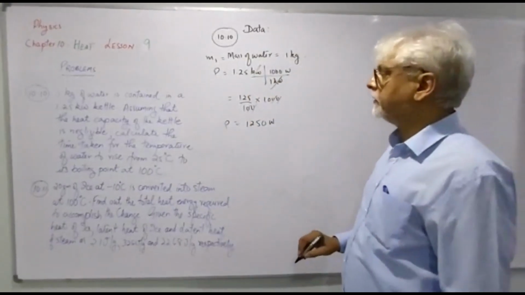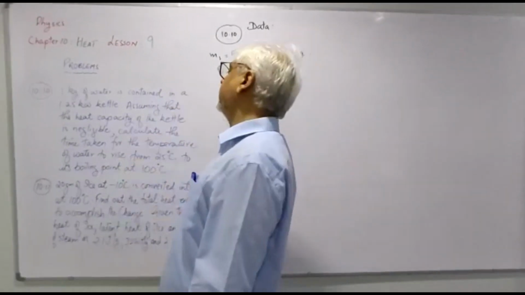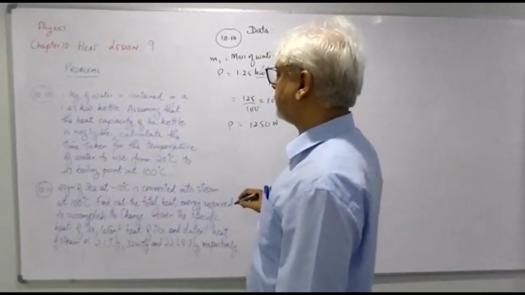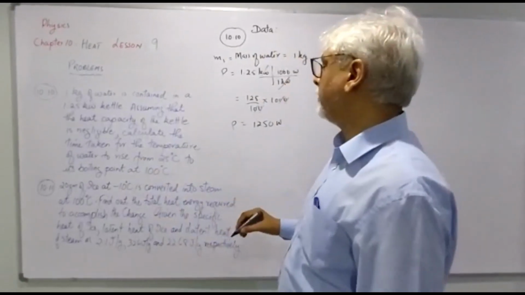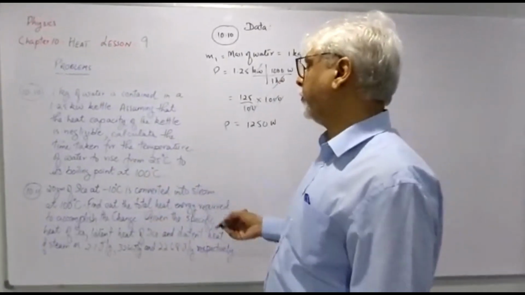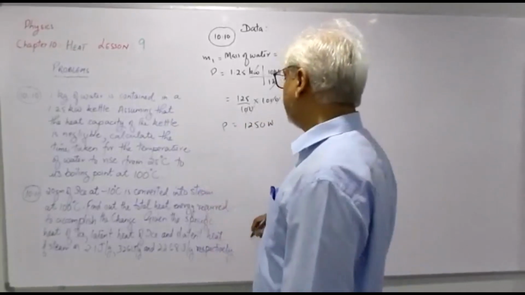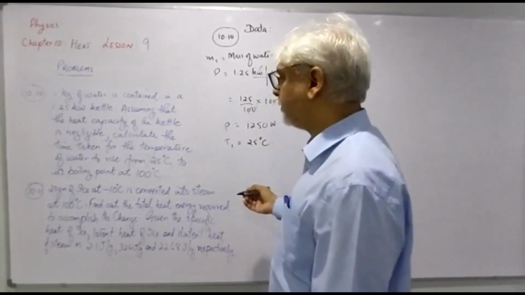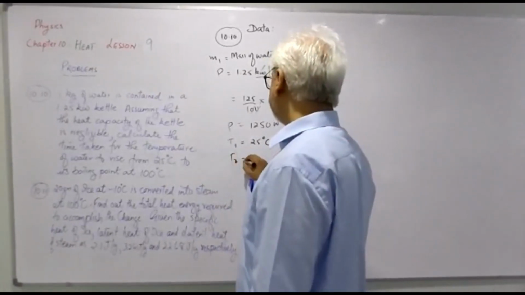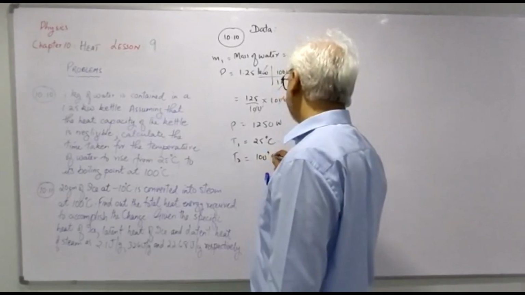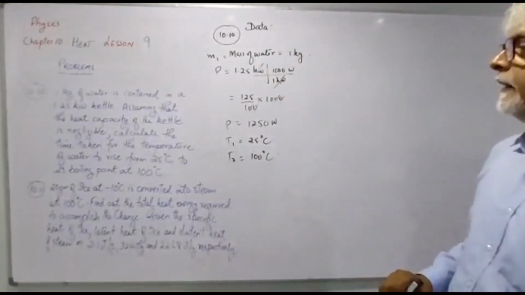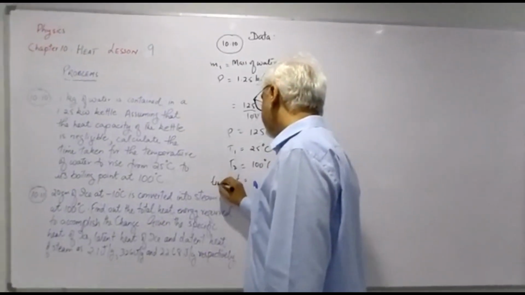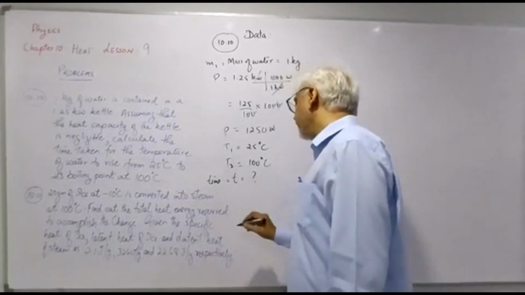It also says that assuming that the heat capacity of the kettle is negligible, calculate the time taken for the temperature of water to rise from 25 degrees centigrade to its boiling point at 100 degrees centigrade. So the temperature goes from 25 degrees centigrade, probably the room temperature, to the boiling point, 100 degrees centigrade. You need to calculate the time taken. T is here, time. This is equal to how much?